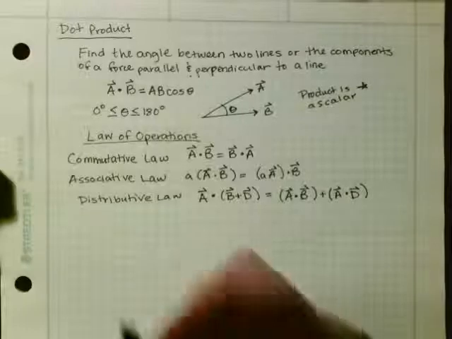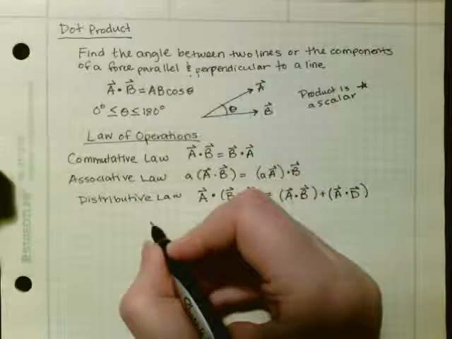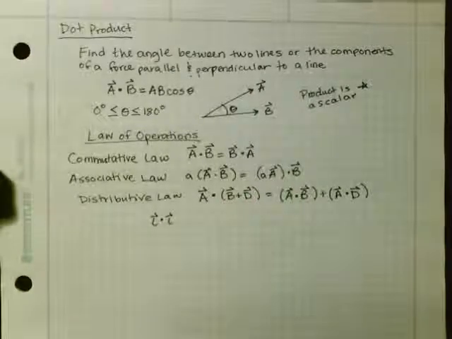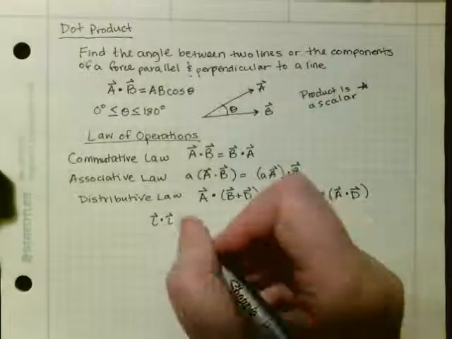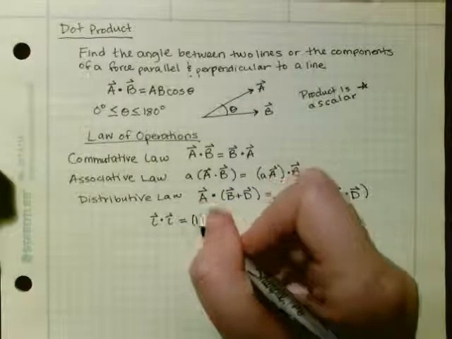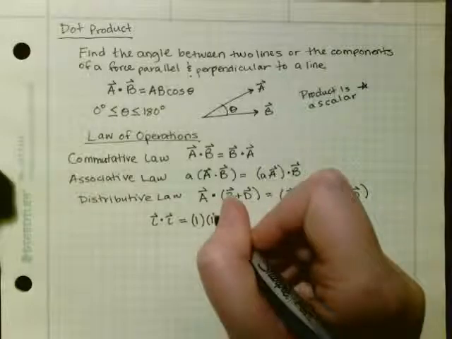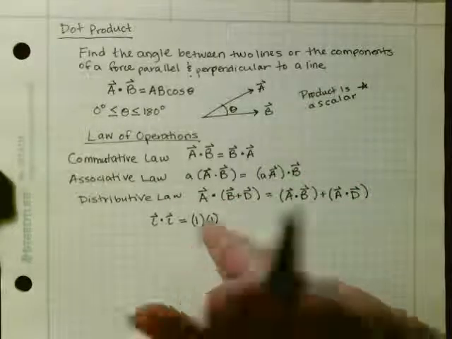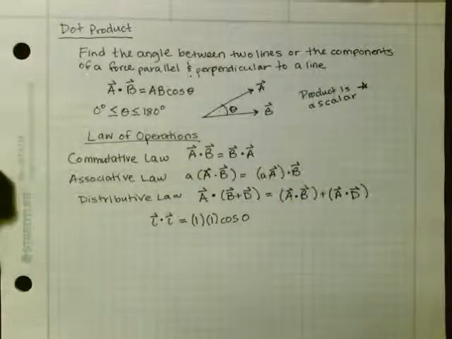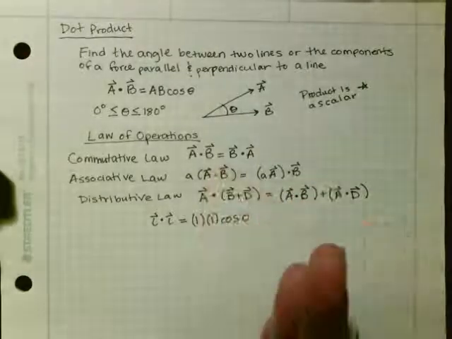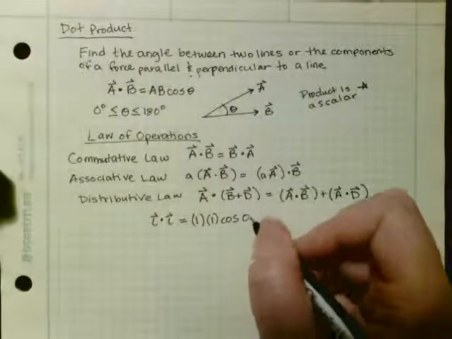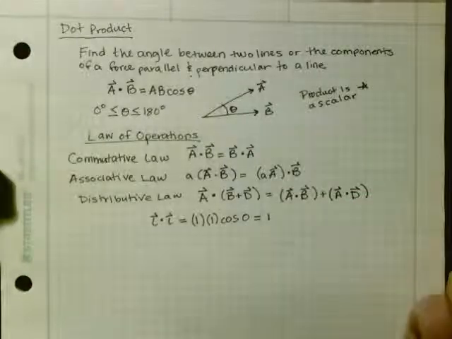So if you had two vectors, let's just say they're the I vector, so only in the x direction. So I dot I. I is a unit vector, so the magnitude is going to be 1. So it's 1 times 1 times cosine of 0, because there are 0 degrees between I and I. So the dot product of I dot I is equal to 1.